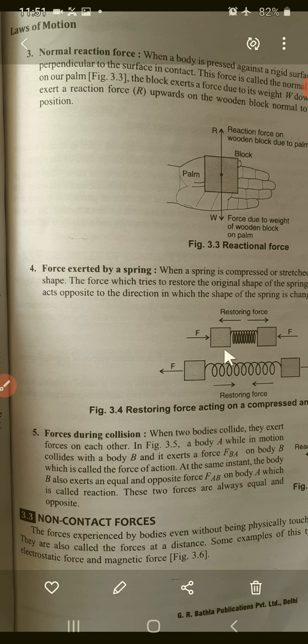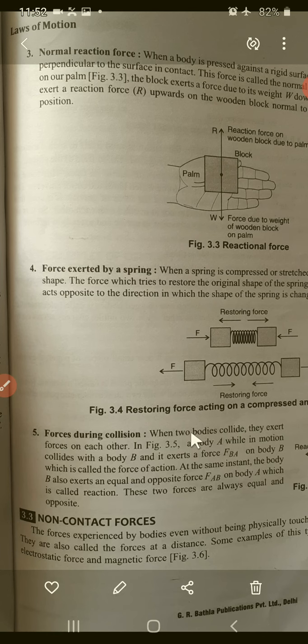Suppose here you are pulling, and here you are pushing. If you are pulling the object, then the restoring force will be inward. If you are pushing the object, then the restoring force will be outward. So we can say restoring force is a contact force.